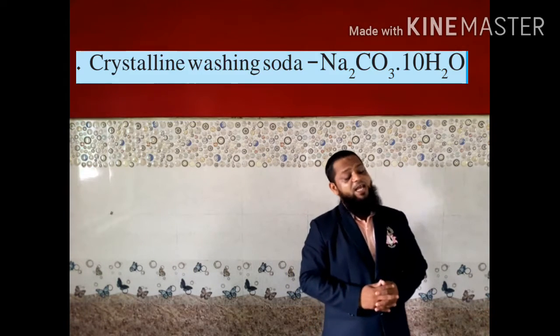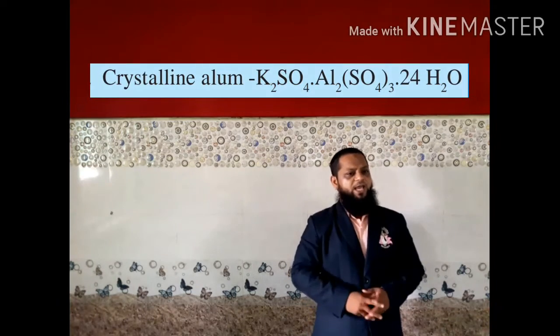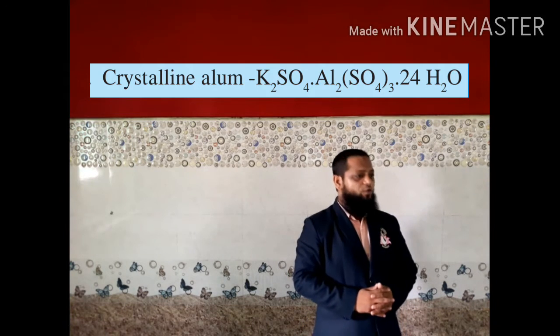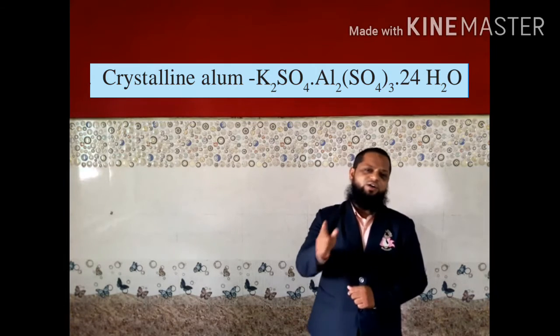Washing soda, chemical formula Na2CO3·10H2O. In this, 10H2O is called the water of crystallization. And the chemical formula of alum, K2SO4·Al2(SO4)3·24H2O. This 24H2O is nothing but the water of crystallization.